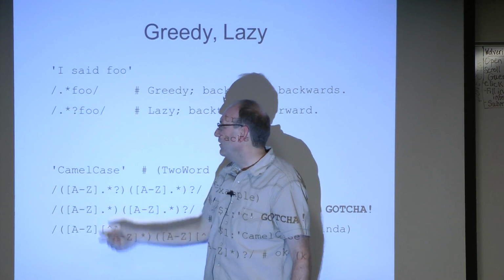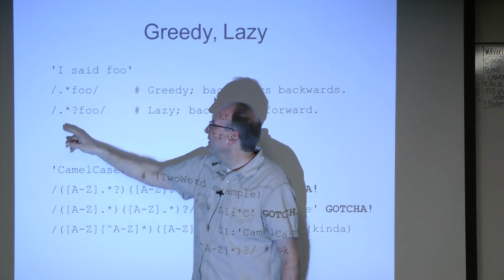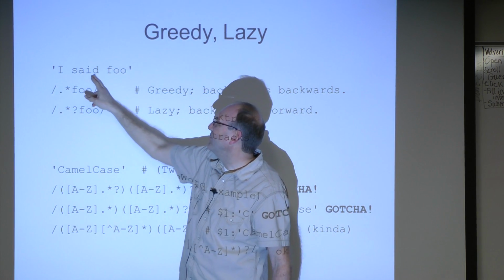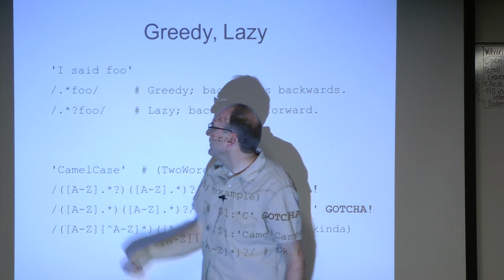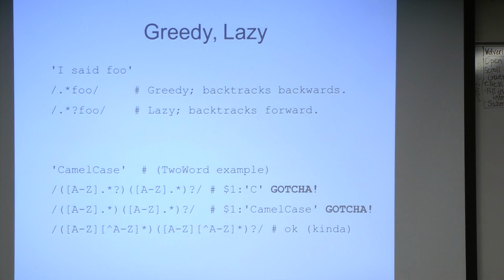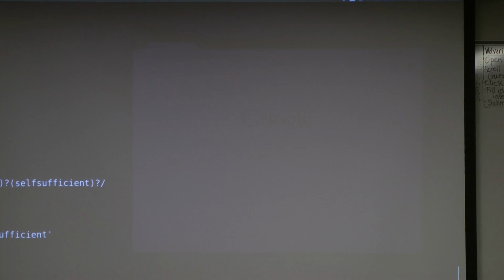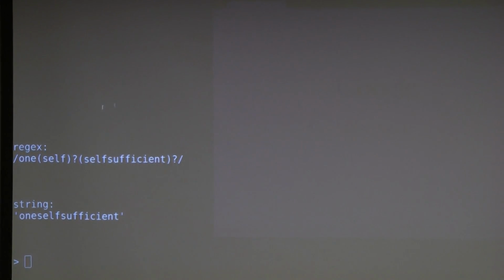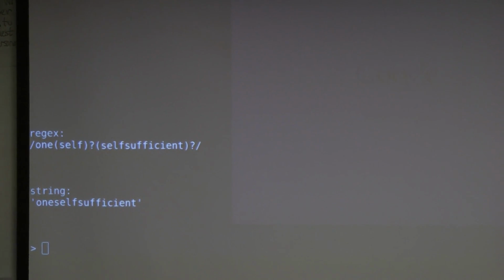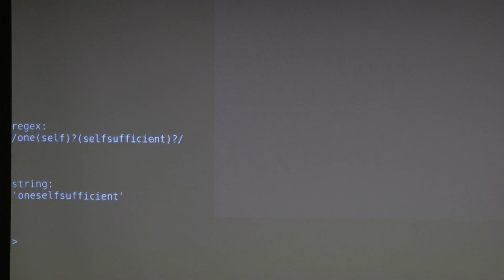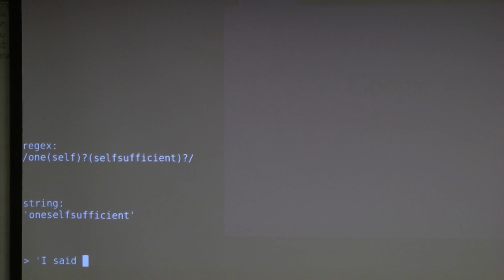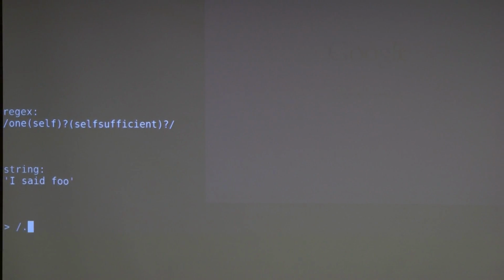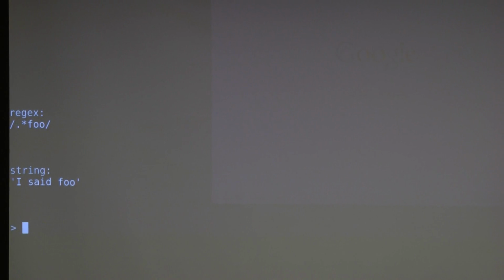right? With a lazy quantifier, then first only I is going to match, and that's not enough. So then I, and a little bit more, is going to keep advancing until it gets to the foo. We can look at both of those real quick. These are both going to match, but they're going to do so differently.